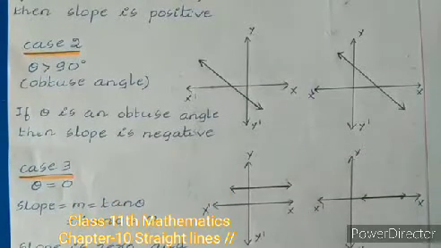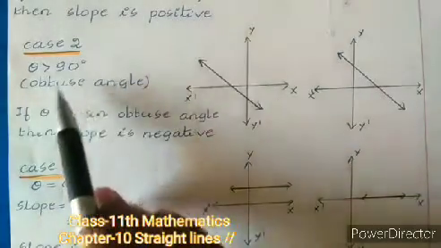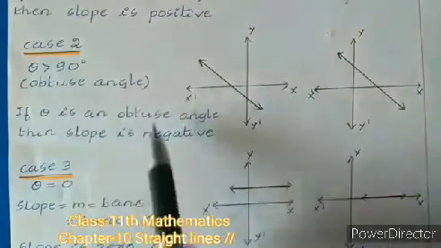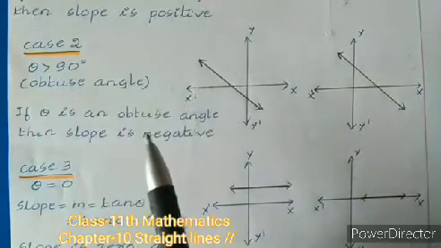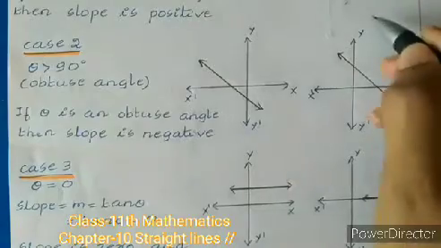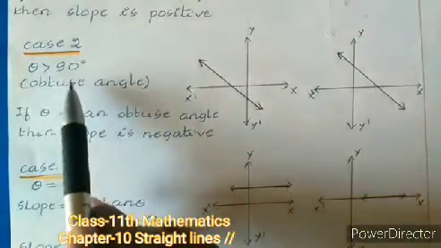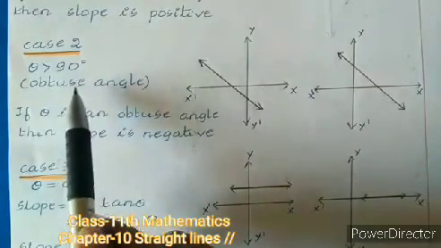Next, the second case, let us say that the theta value is greater than 90 degree. If the angle is greater than 90 degree, that forms an obtuse angle. So we can say that theta is an obtuse angle, and for the obtuse angle, that is in the second quadrant, we know that the theta value ranges from 0 to 180 degree. So now we are talking about theta greater than 90, that means the second quadrant.